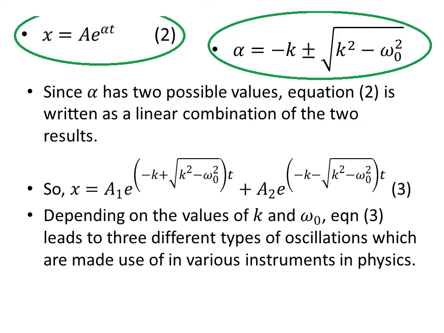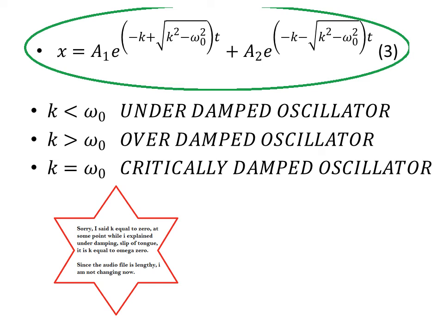Now depending on the value of k and omega 0, as I explained, if k is equal to omega 0, then the square root term will disappear. So let us consider these three cases one by one. This is the equation for x.